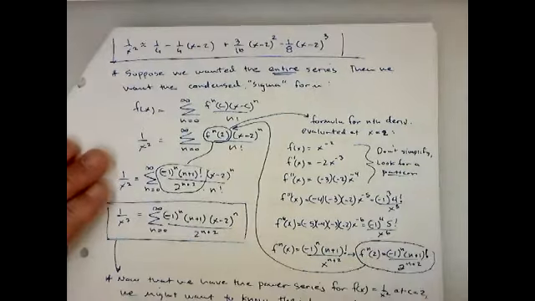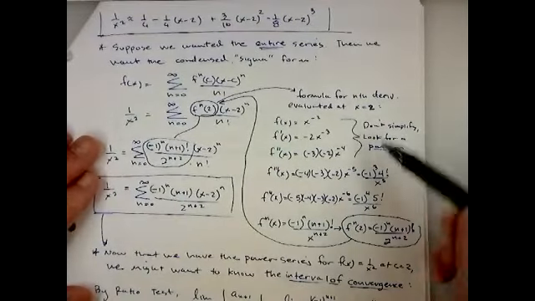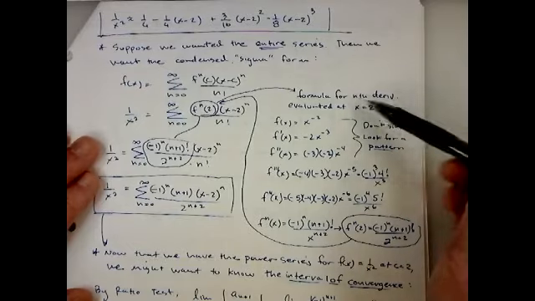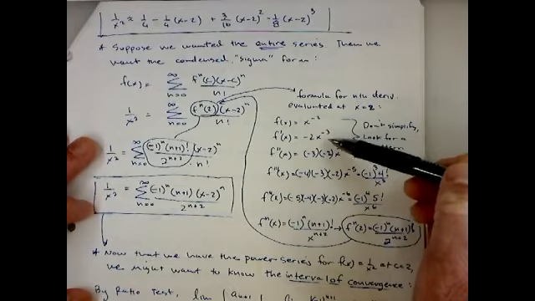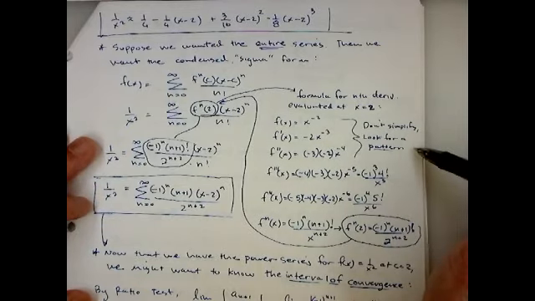So off to the side here, this is kind of our challenge here. To find a formula for our nth derivative at 2, we just start taking derivatives, which we did on the previous page, but now we're looking for a pattern.